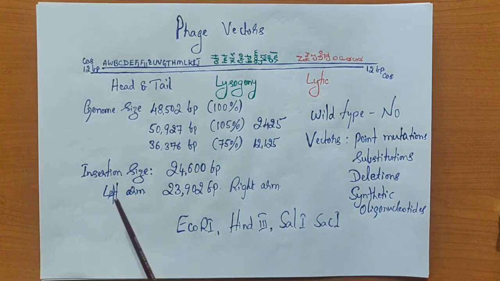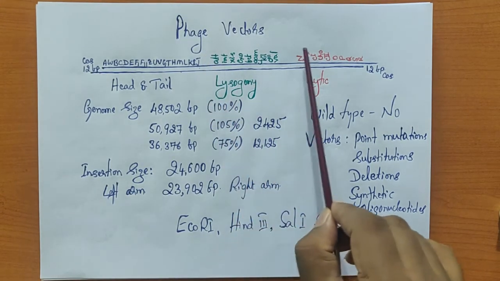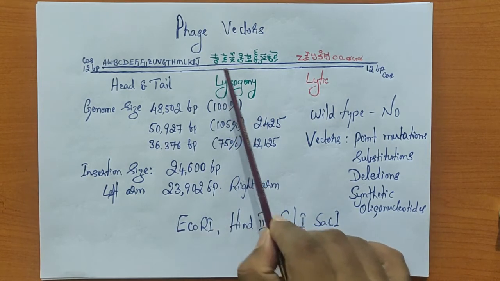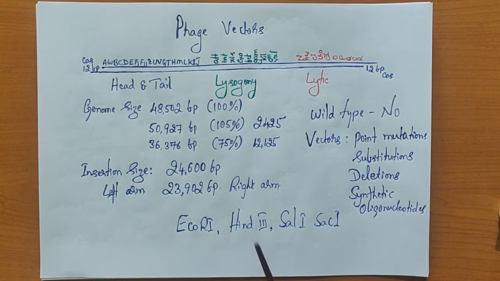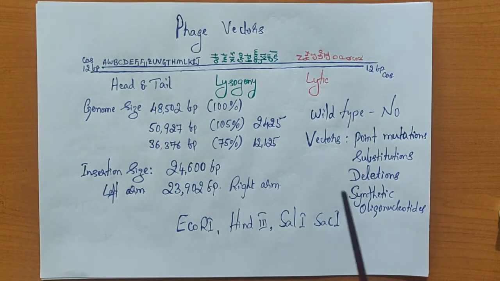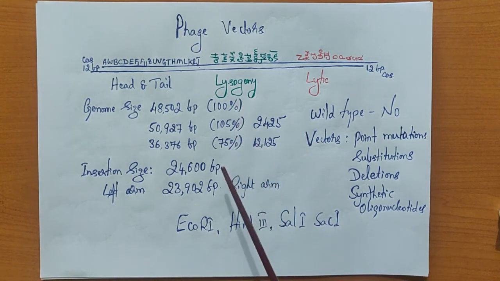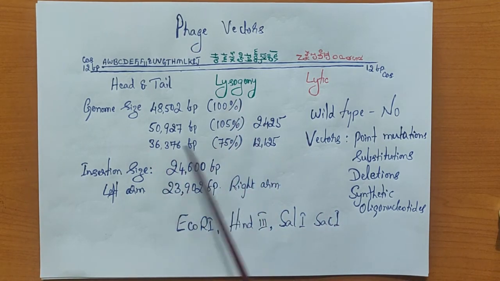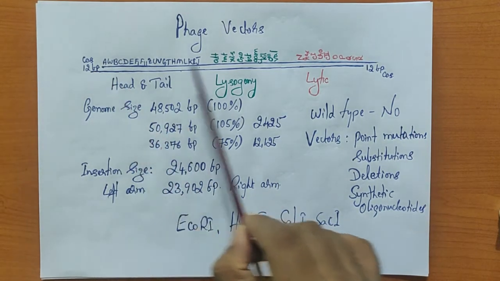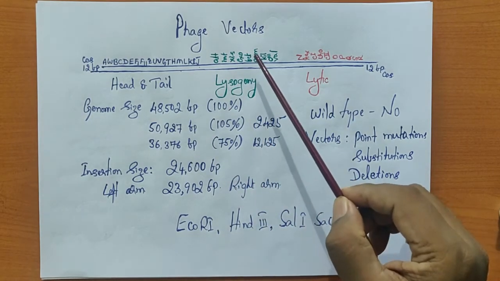Phage vectors have a left arm and a right arm, because we have removed the DNA segments and other unwanted DNA segments responsible for lysogeny. So then the whole DNA becomes very short. That short DNA cannot be packaged because there is a size selection. 75% of DNA with two cos sites is very important. So in order to make it suitable for packaging, we have to insert our foreign DNA.